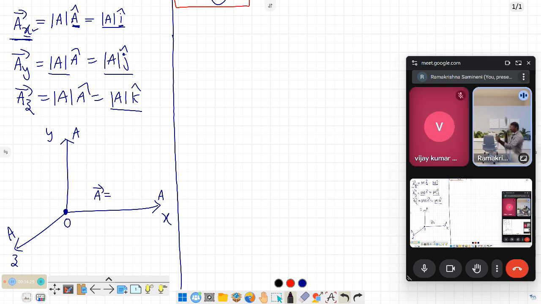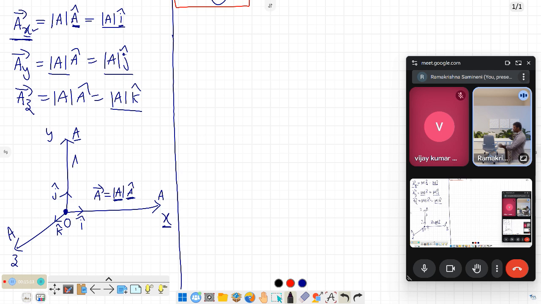If A is the vector along the x-axis, I can write it as per the formula mod A into A cap. But in this case, A cap is along the x-axis, so we indicate that unit vector as i cap. Suppose the vector is along the y-axis, same thing. Mod A is the magnitude, and j cap gives the direction of that unit vector. If the vector is along the z-axis, mod A is the magnitude and k cap gives the direction. If you look at the diagram in the coordinate system, i, j, k give the directions of the unit vectors, which gives the total vector direction.